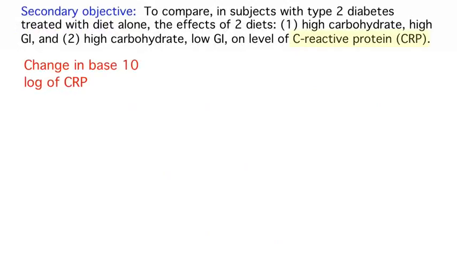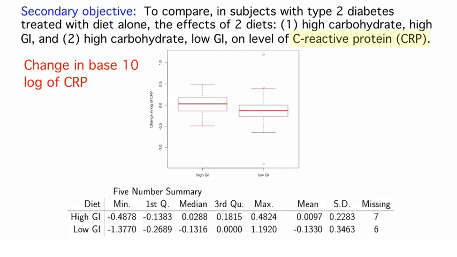We decided that we should look at the log of CRP because of its strong right skew. And we noted that the mean change in CRP was quite negative for the low GI group, indicating that their CRP levels dropped in comparison to the high GI group. So now it's time to test whether that's statistically significant.